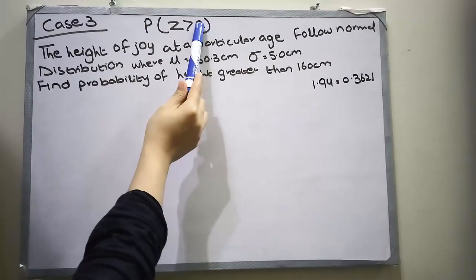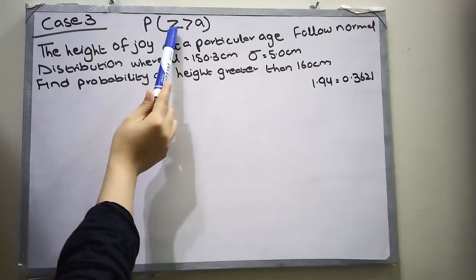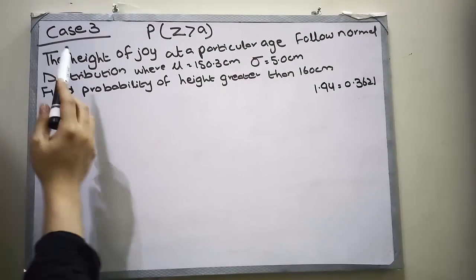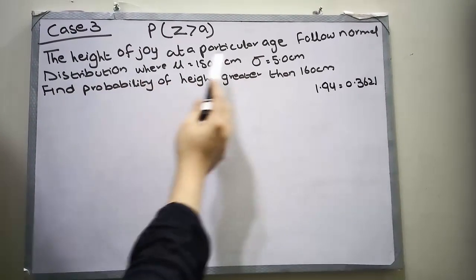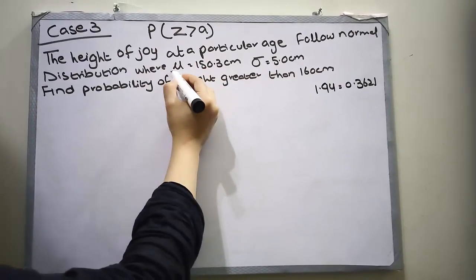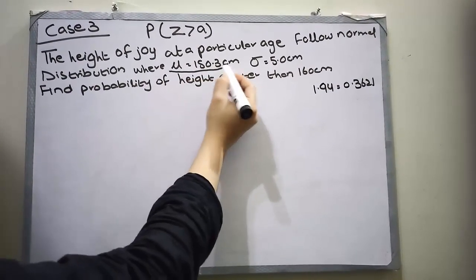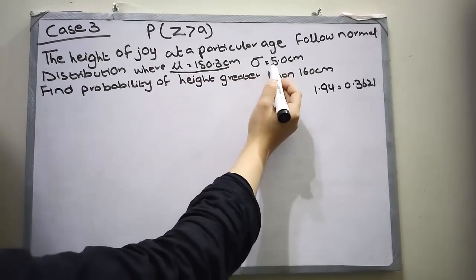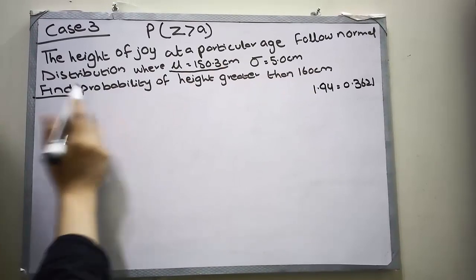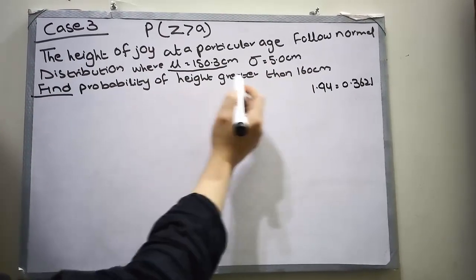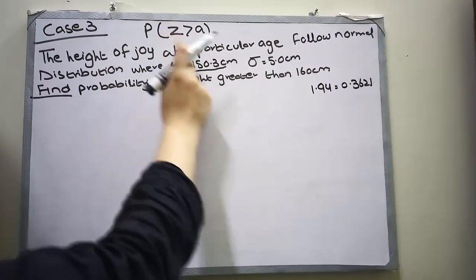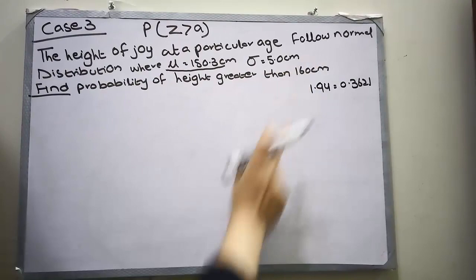So in case 3, we have to find the probability where the value of z would be greater than a, positive a. So we will find the probability which would be greater than a. The scenario is the height of a joy at a particular age follows a normal distribution where the value of mean is 150.3 cm, standard deviation is 5.0 cm. What we are supposed to find? Find probability of height greater than 160 centimeter. So we have to find the probability greater than 160 centimeter.